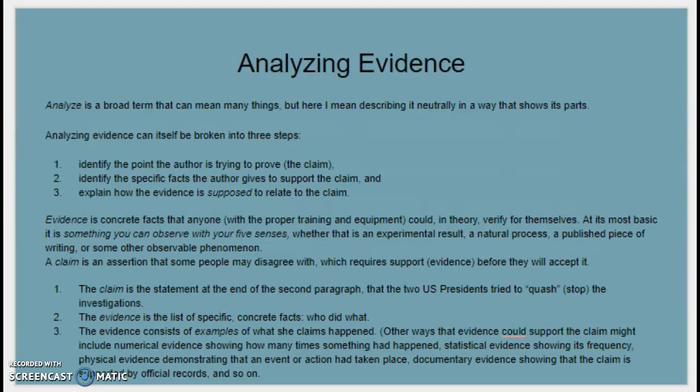So the evidence is concrete facts that anyone with the proper training and equipment could verify themselves. It is most basically something that you can observe with your 5 senses, whether it's an experimental result or a natural process, a published piece of writing, or some other observable phenomenon. A claim is an assertion that some people may disagree with, which requires support, which is evidence, before they'll accept it.